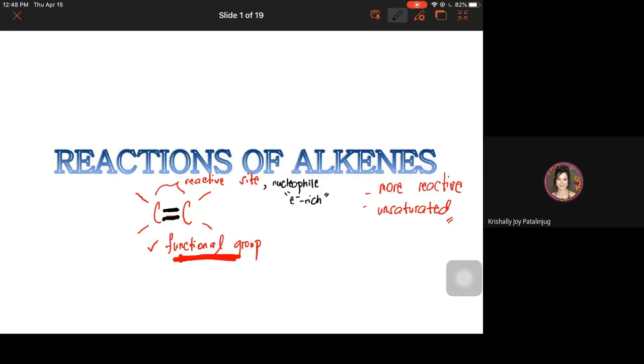So in alkynes, the carbon to carbon triple bond is also an electron rich site. That is why this part will act as a nucleophile in most of the reactions of alkenes. They will react with the opposite of a nucleophile. What is the opposite of a nucleophile? They will react with the electron poor. Very good.